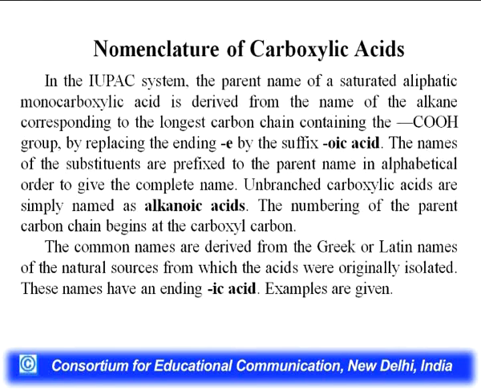The names of the substituents are prefixed to the parent name in alphabetical order to give the complete name. Unbranched carboxylic acids are simply named as alkanoic acids. The numbering of the parent carbon chain begins at the carboxyl carbon. The common names are derived from the Greek or Latin names of the natural sources from which the acids were originally isolated. These names have an ending ic acid.